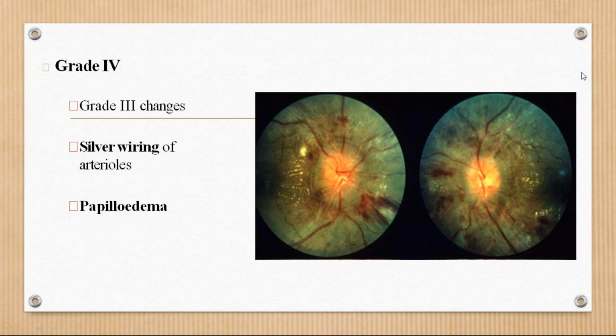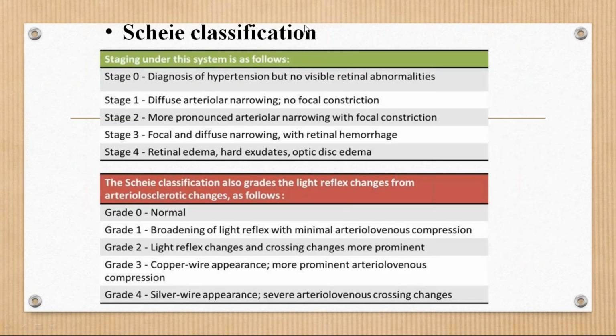There are some other classifications, like the SPE classification. Many people are following the SPE classification. So staging under this system is as follows. Depending upon the retinal abnormalities and the light reflex changes, they are divided into stages. Stage 0, the patient is hypertensive but no retinal abnormalities. Stage 1, you can see diffuse arteriolar narrowing, but there is no focal constriction of the arteries. Stage 2, more pronounced narrowing with focal constriction.